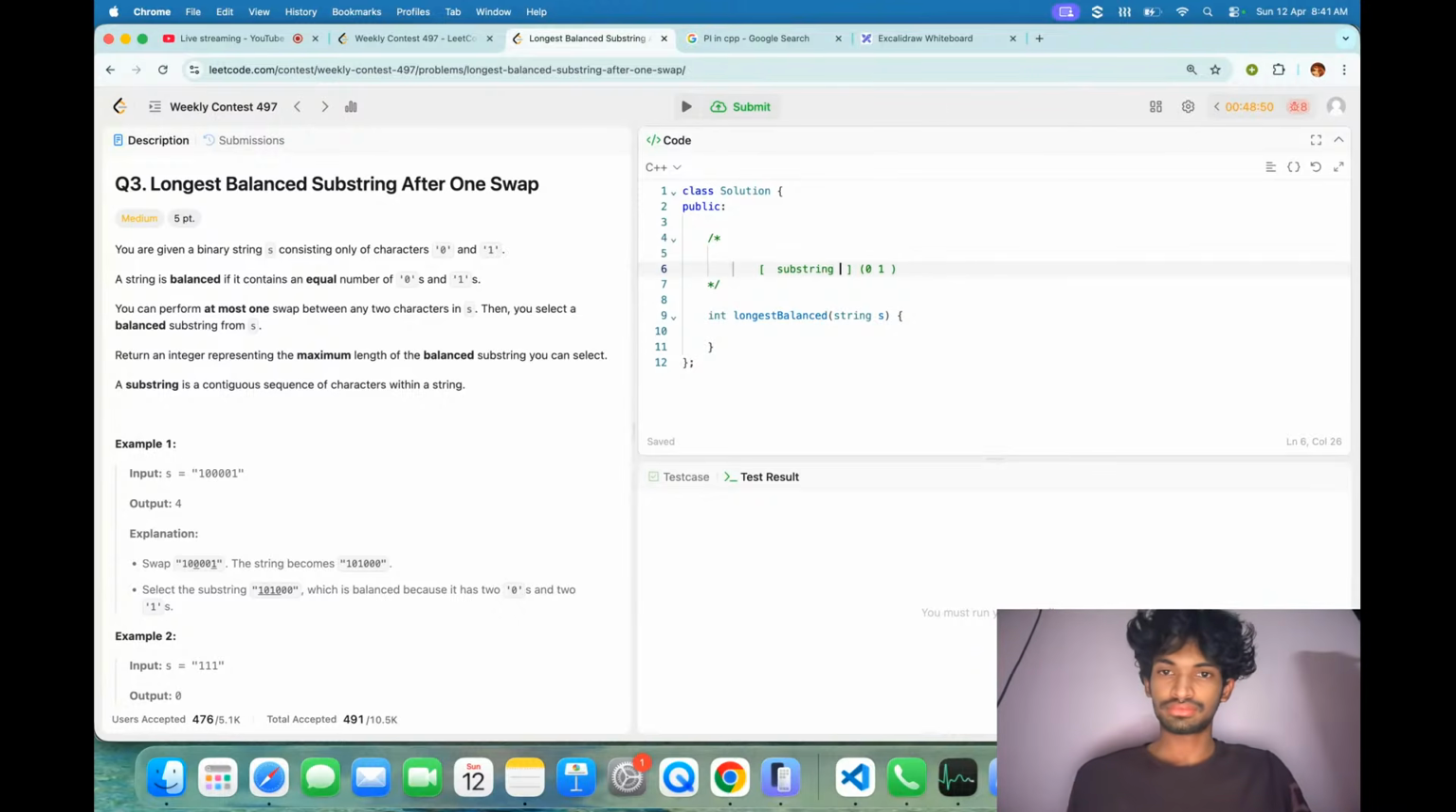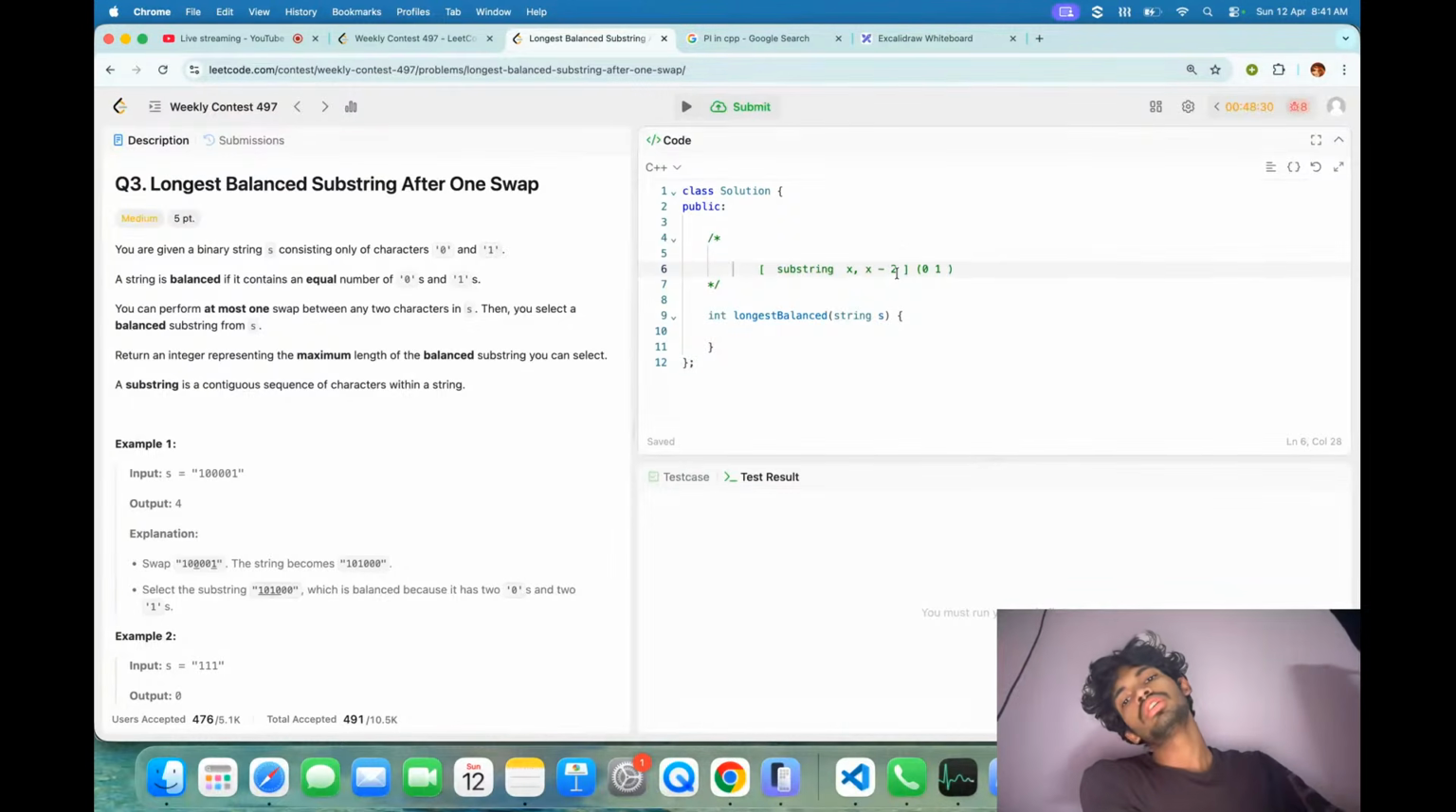So here the counts should be some x and x minus 2, so that when you swap this with this, it will become x plus 1 and x minus 1, sorry. So when you swap it will become x minus 1 and x minus 1. So this should be the substring's count.